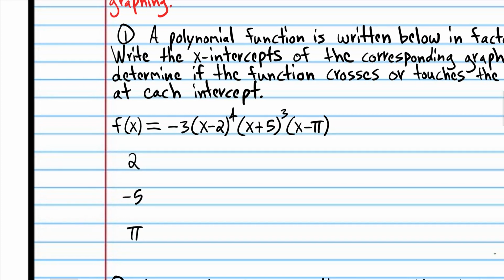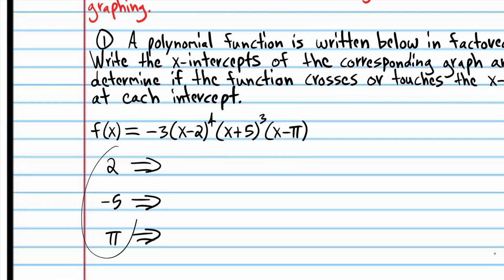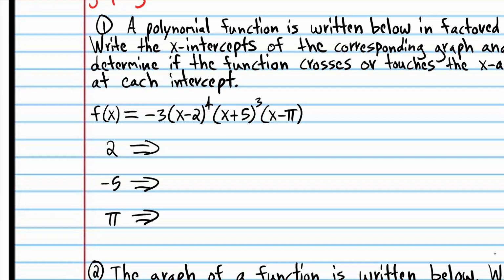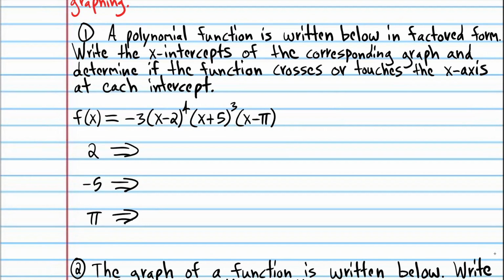That's the whole definition of an x-intercept. When the y value, remember f of x is the y value, when that's 0, you have an x-intercept. That's why these numbers are also called zeros of the function. So those are the x-intercepts, also called zeros, also called roots of the polynomial.